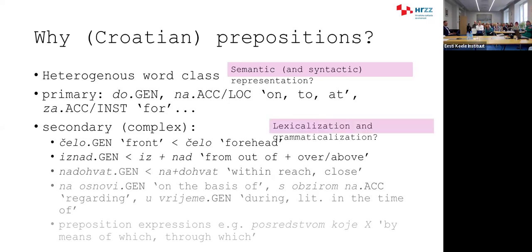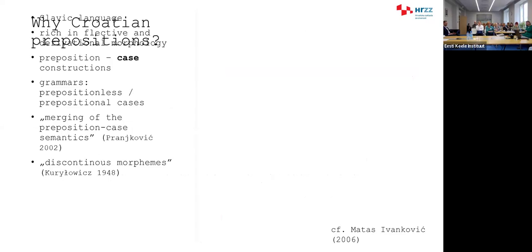Lexicalization and grammaticalization. And finally, the question of their lexicographic representation or inclusion when it comes to the sort of borderline examples. Now, why Croatian prepositions?